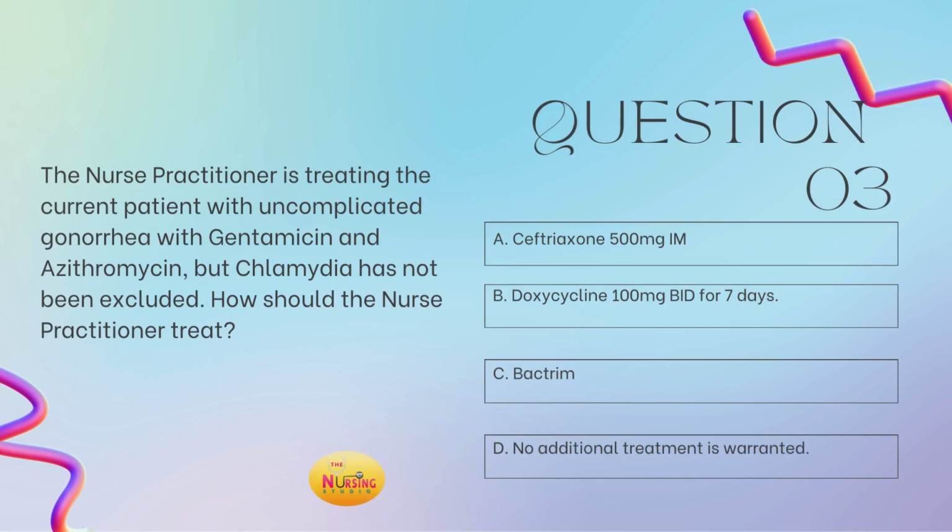And then lastly, question number three. The nurse practitioner is treating the current patient with uncomplicated gonorrhea with the gentamicin and azithromycin, but chlamydia has not been excluded. How should the nurse practitioner treat?